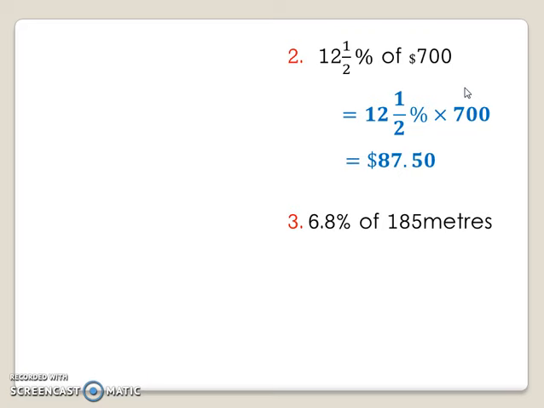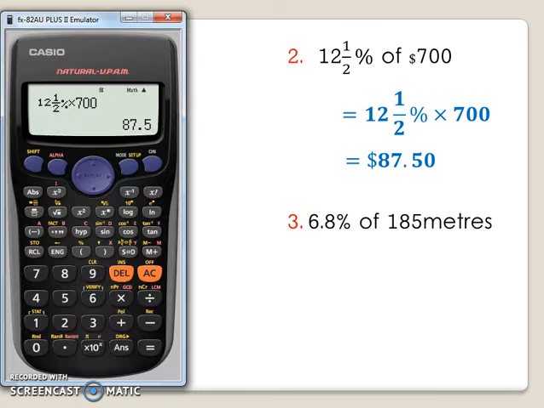If you didn't have a calculator, you could do that by multiplying that out, doing the 12.5%, putting that in decimal form and just timesing the decimals will probably be the easiest. So it'll be 0.125 times the 700. For this one here, I would again, if I can use the calculator, I would do 6.8 shift percentage times 185 equals, and you'll get your 12.58 meters.